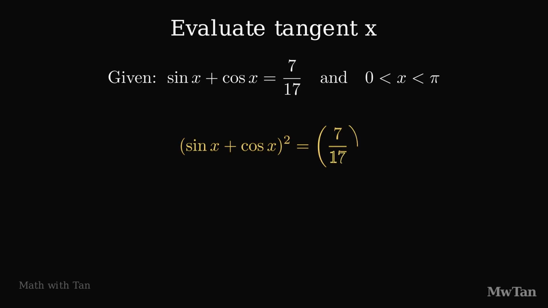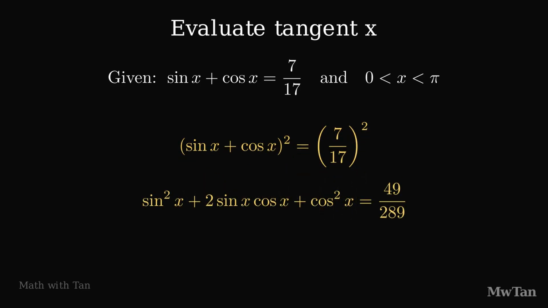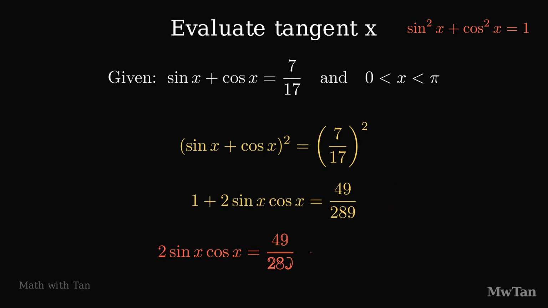Expanding the left side, we get sine squared x plus 2 sine x cosine x plus cosine squared x equals 49 over 289. Recall the fundamental Pythagorean identity. Sine squared plus cosine squared equals 1. Substituting this in, we isolate the middle term to find that 2 sine x cosine x equals negative 240 over 289.